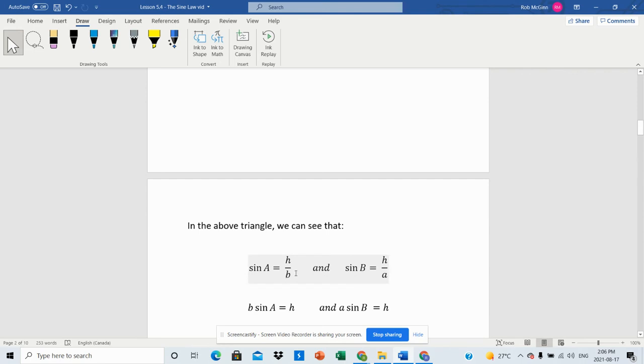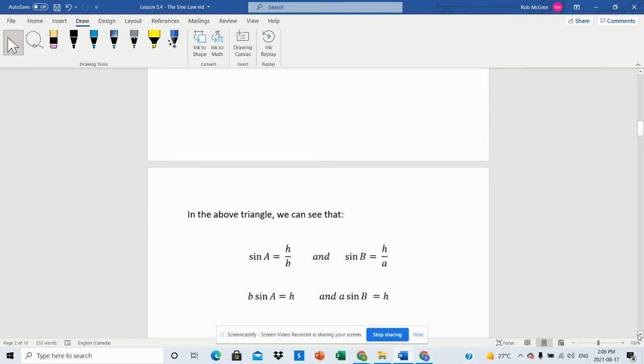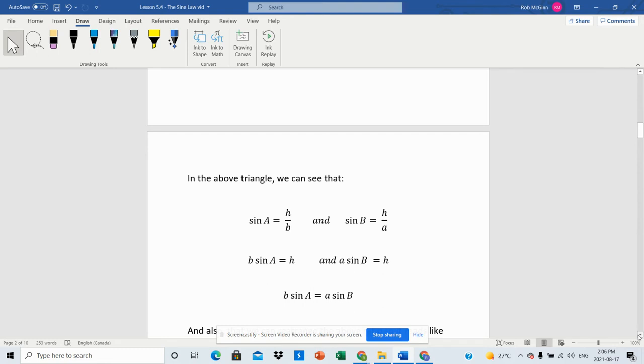I'm going to multiply both sides by b, just so I know exactly what h equals. So, b sine A equals h. I'm going to do the same thing over here. a times sine B gives me a sine B equals h. Now they both equal h. So what does that mean? Well, that means that b times sine of A equals a times sine of B. Not only that, but we can do a little bit of algebra here. If we divide both sides by a, the a would cancel out here.